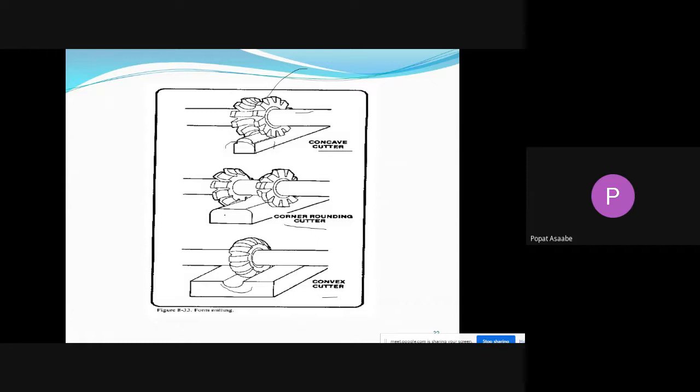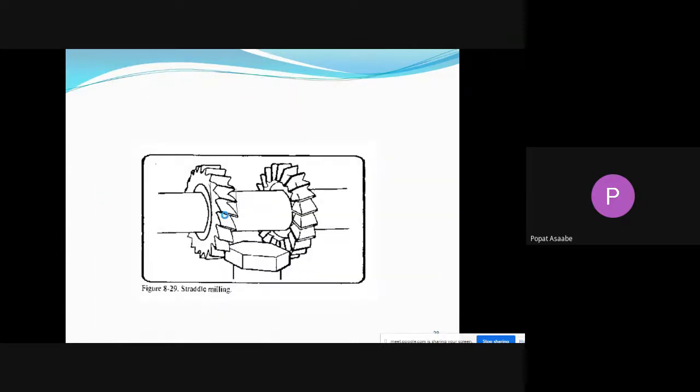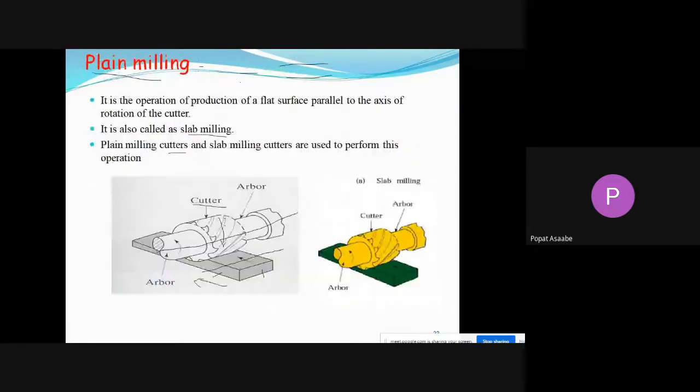Okay, once again I will revise one by one. The first operation we have seen is plane milling, also called slab milling. With the help of plane milling we can produce a flat surface on your workpiece. But during plane milling, one point you have to remember: the axis of your cutter should remain parallel to the surface of your workpiece. Then we can produce the flat surface.